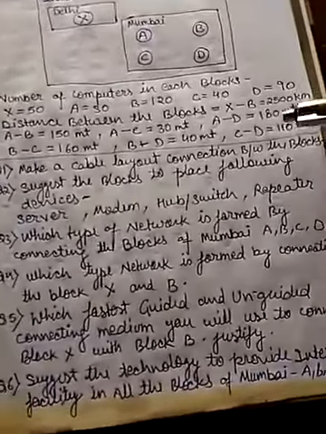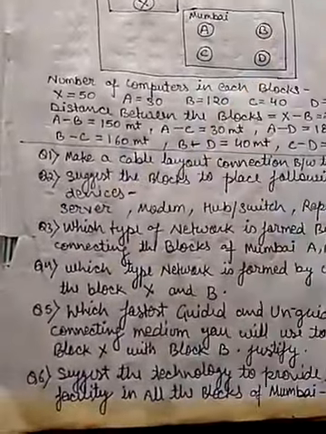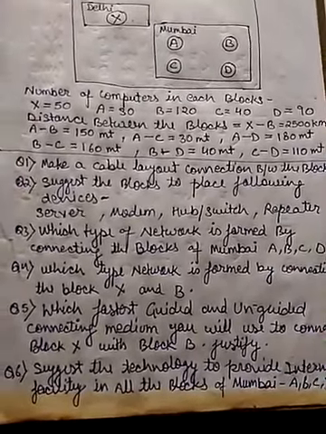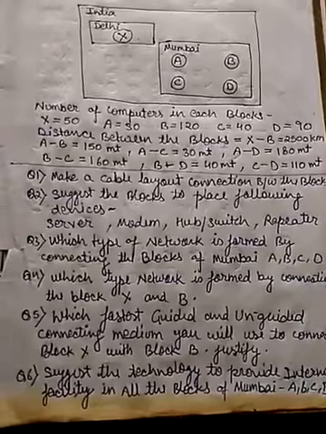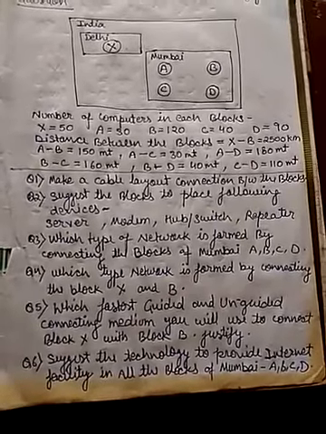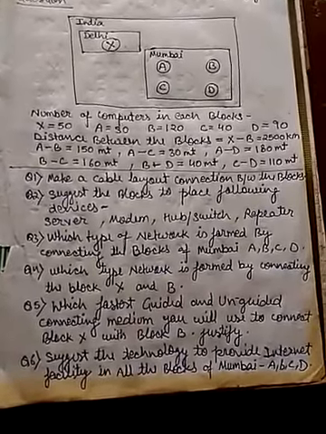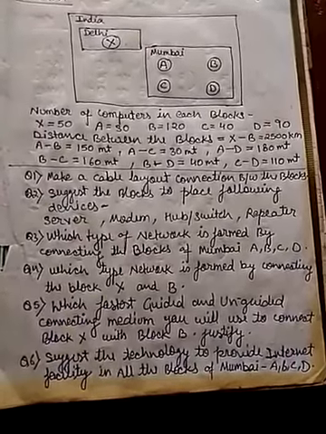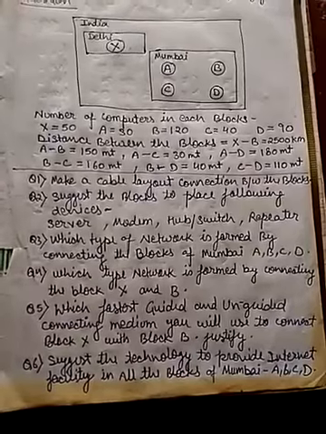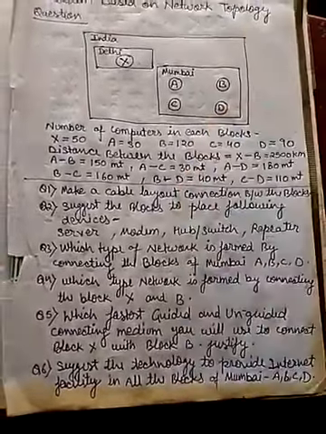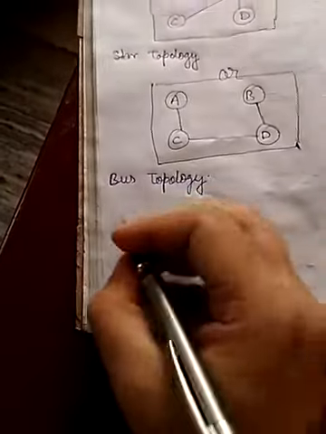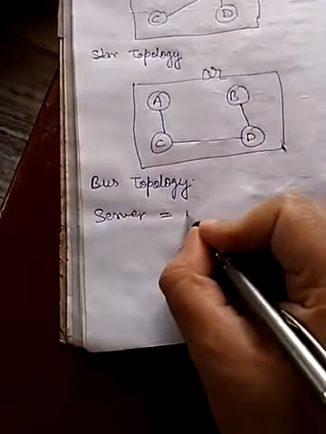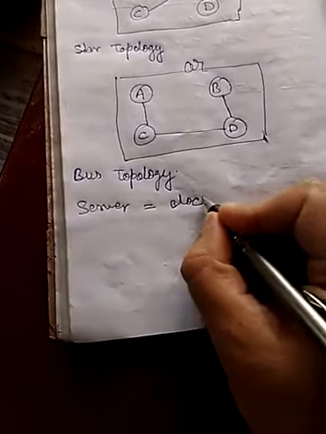Now the second question, placement of the following devices. The first is the server. The server should be placed where the maximum number of computers are present, because according to the 80-20 rule, the server should be placed in the block where the maximum number of computers are present. So the maximum number of computers are present in block B. So we install the server in block B.